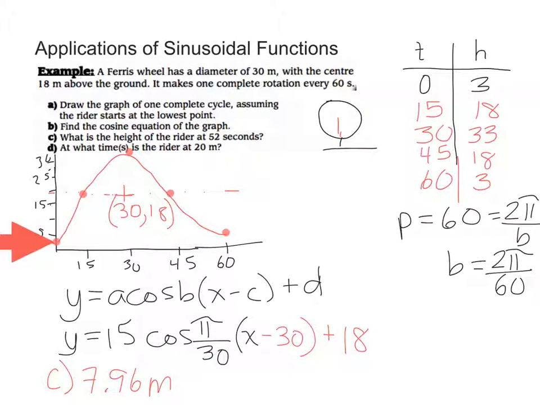The other thing it asks you is, at what time is the rider at 20 meters? So to do that on your calculator, you're going to have to go into y equals and graph y equals 20. And then find the intersection points. And there's going to be two spots where the rider's at 20 meters, because it's going to happen around here and here, like those 2 points on your graph. So find those 2 points of intersection on your calculator. You should end up with 43.7 seconds and 16.3 seconds.